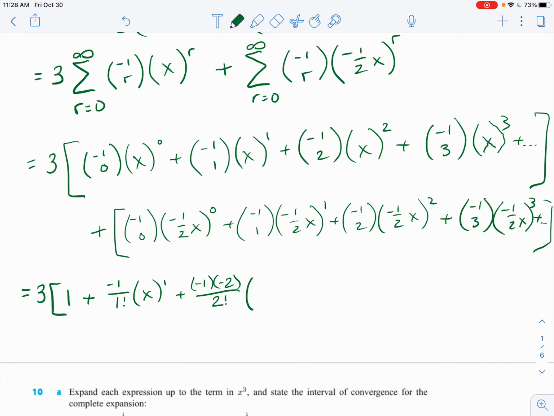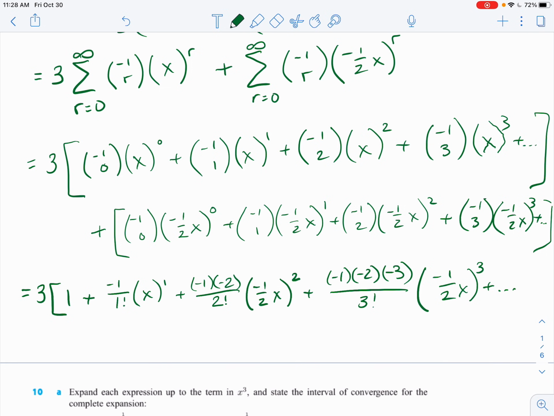And then we have a negative 1/2 x, which needs to get squared at this point. And then the last term becomes negative 1, minus 1 from that is negative 2, minus 1 more is negative 3, all over 3 factorial. Oh, that's going to cancel. That's nice. Then we have negative 1/2 x to the 3rd power plus dot, dot, dot. That's the first part.